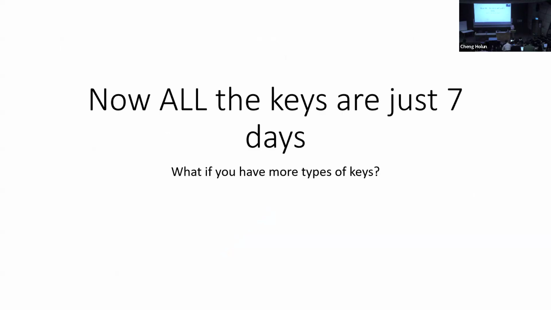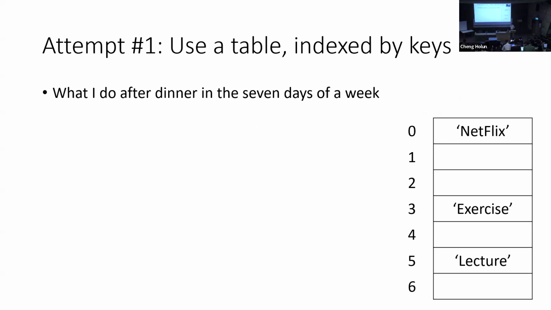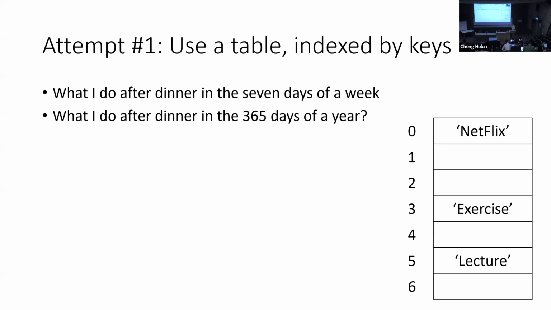Now, all the keys are just the 7 days. What if you have more type of keys? For example, what do I do after dinner in the 7 days? How about I want to plan for the year, the year 2024?